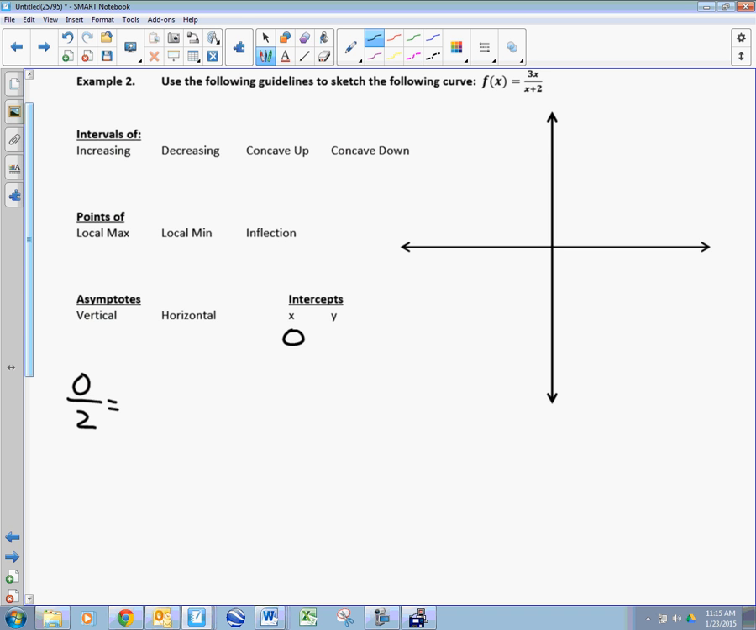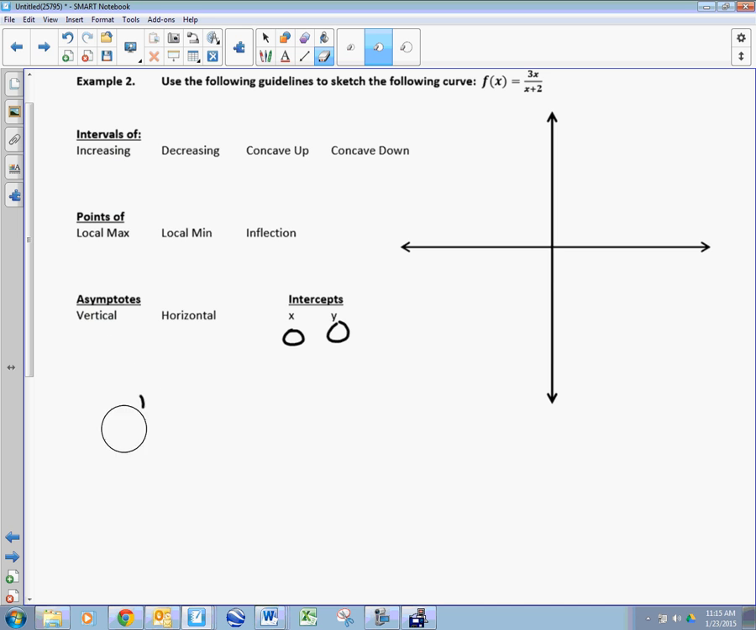So, the y-intercept is going to occur when x is equal to 0. So if I plug in 0 for x, I get 0 divided by 2 is 0. So the y-intercept is 0. Okay, so you can see that it goes through the origin.